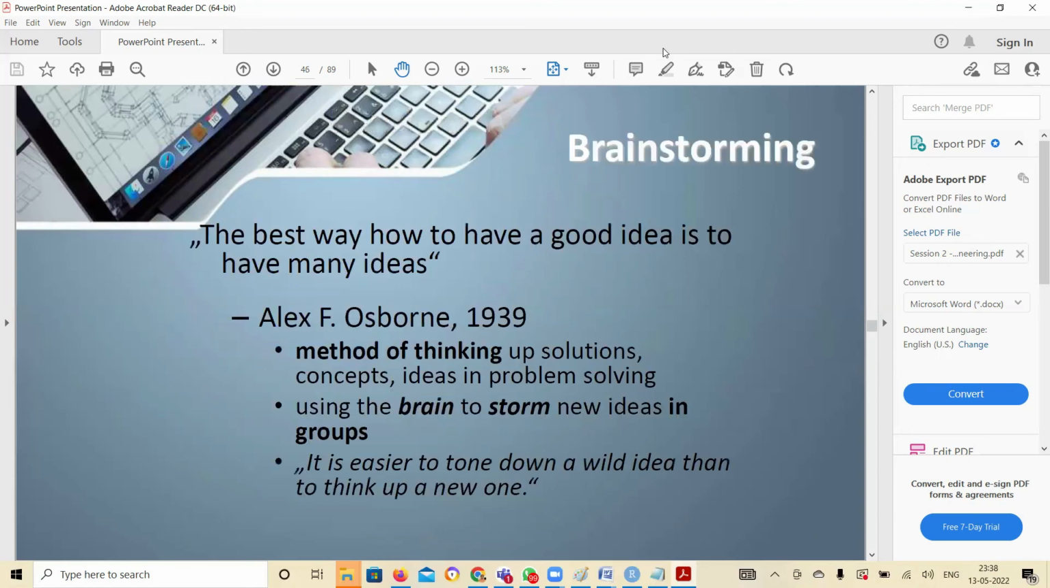The next technique is called brainstorming. Brainstorming is used to lead the industry, generally to find the solution to a problem for which you don't easily get a solution. So for example, let's say you want to know how to increase revenue of your company, how to sell more.